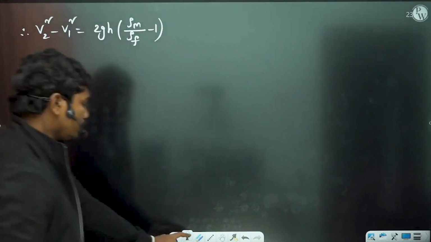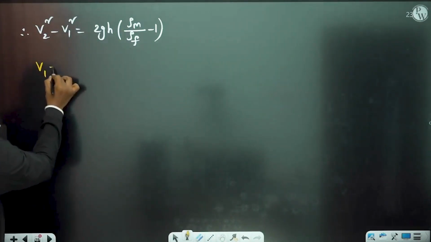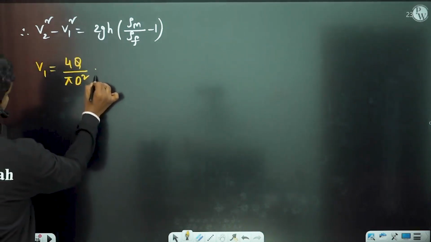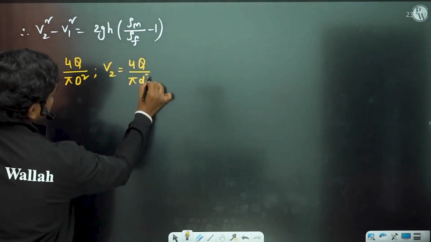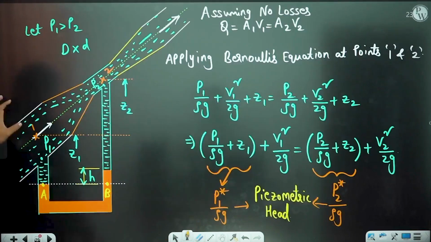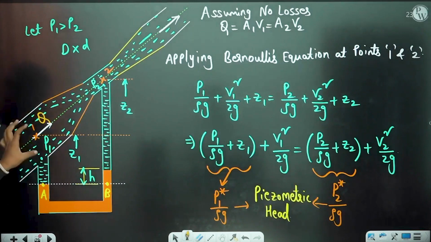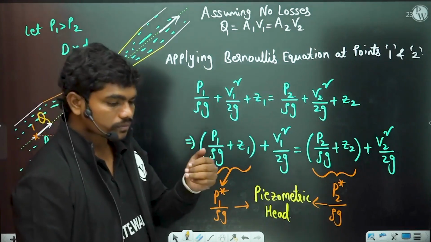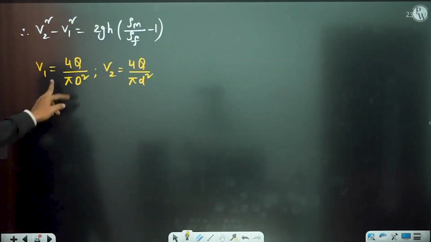Now you can see here, V1 can be written as 4q by pi D square and V2 can be written as 4q by pi small d square. Correct? Because at section 1 this is the diameter. If you have a discharge q, then q is equal to the velocity at this section V1 into this area, which is pi by 4 capital D square. Similarly here discharge is equal to A2, which is pi by 4 small d square, into V2. So you can write these V1 and V2 expressions in this case.